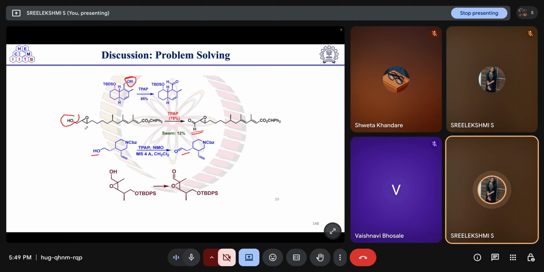These protecting groups, or these epoxides, the CBz group, which is also a protecting group, are unaffected under this condition. And here we can see under Swern oxidation condition, the yield was 12 percent only, but under the TPAP NMO condition, 78 percent yield of this product was observed.